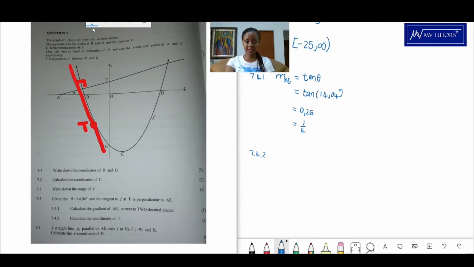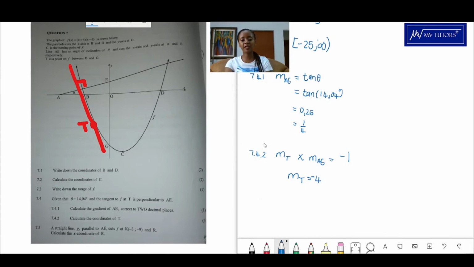So what I would suggest is, using calculus, we can get the gradient of that tangent line. So I'm going to say gradient of T. And since this line is perpendicular to AE, when I multiply the gradient of T and the gradient of AE, I need to get -1. The gradient of AE is already a quarter, so the gradient of T will be -4. So -4 times a quarter gives -1.